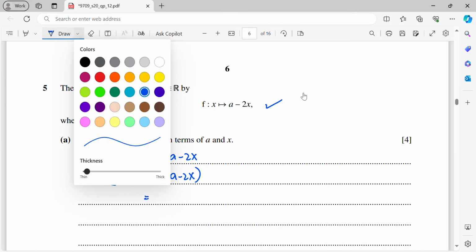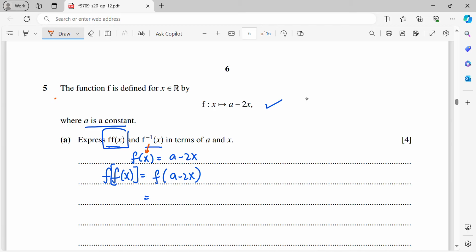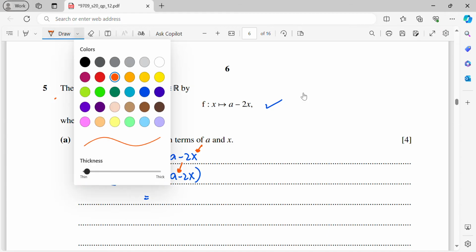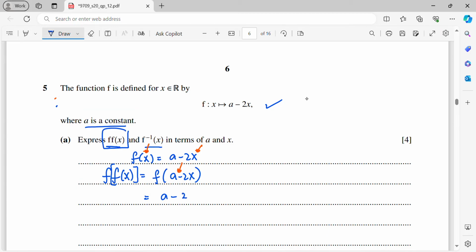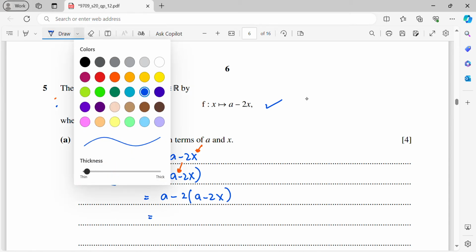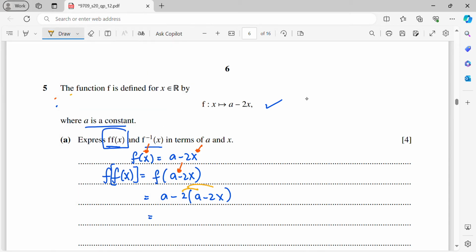So now what to do here is you just need to change this x to a minus 2x. Change all the x here, which means I will be getting a minus 2 of my new x. Then when you do expansion, I will be getting a minus 2 times a, minus 2a, minus 2 times minus 2x, which is plus 4x. So at last, I will be getting 4x minus a. That is my f of f(x).